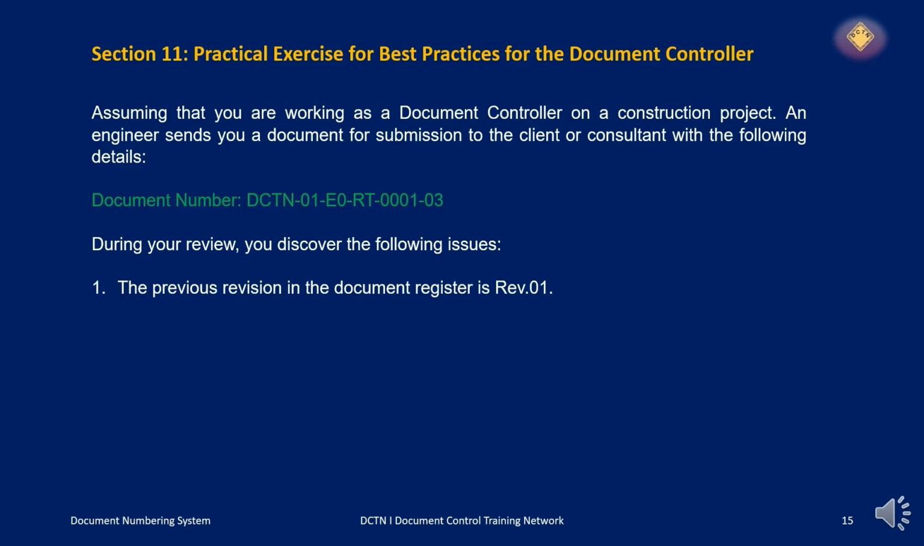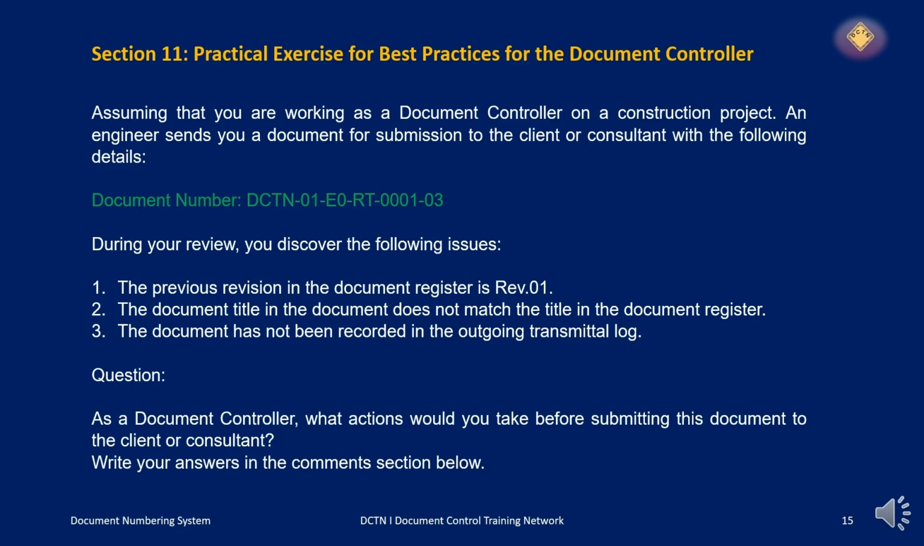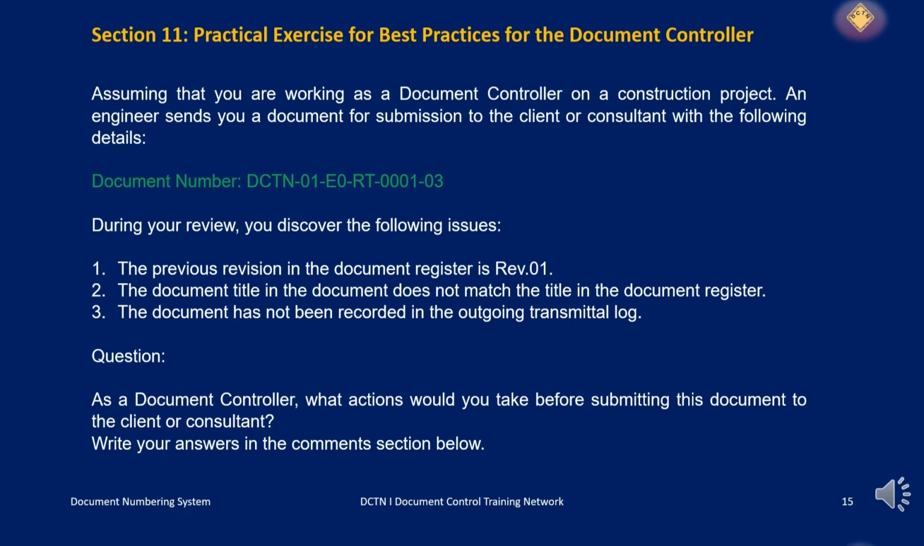During your review, you discover the following issues. First, the previous revision in the document register is revision 01. Second, the document title in the document does not match the title in the document register. Third, the document has not been recorded in the outgoing transmittal log. Question: as a document controller, what action would you take before submitting this document to the client or consultant? Can you write your answer in the comments section below? I will give you the answer in the next slide.